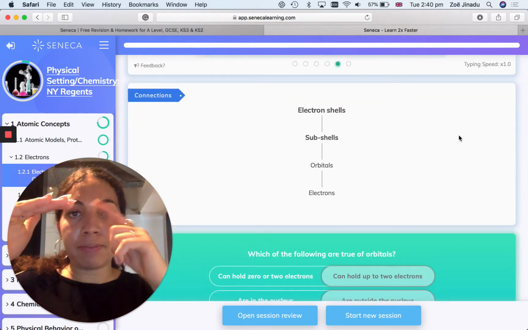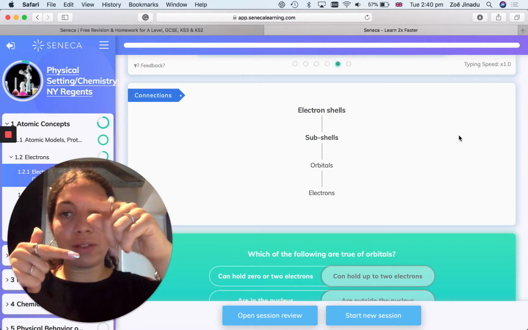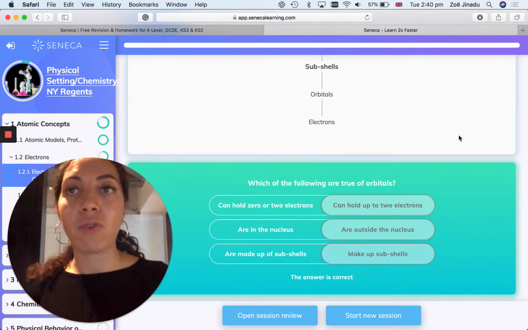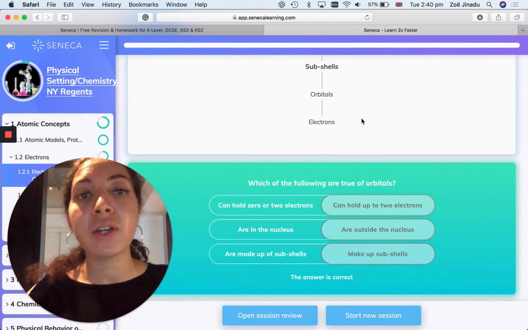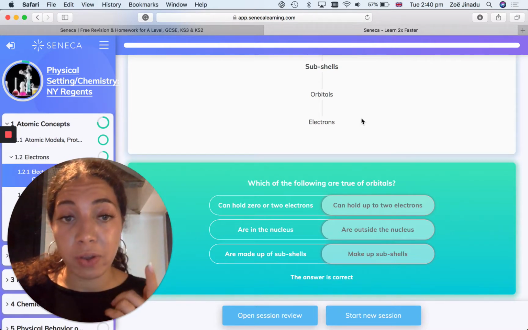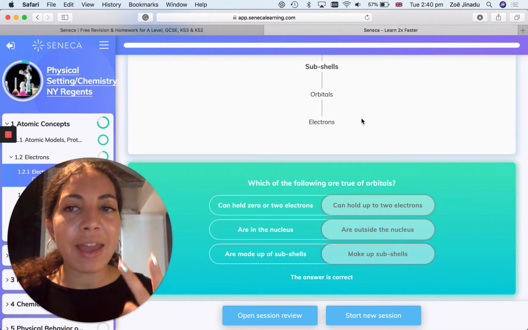Electron shells, subshells, orbitals, electrons. So, which of the following are true of orbitals? The answers are: can hold up to 2 electrons, are outside the nucleus, and finally, make up subshells.